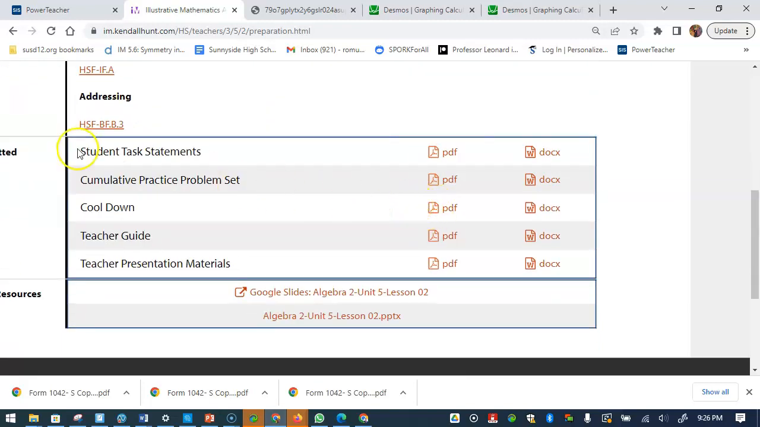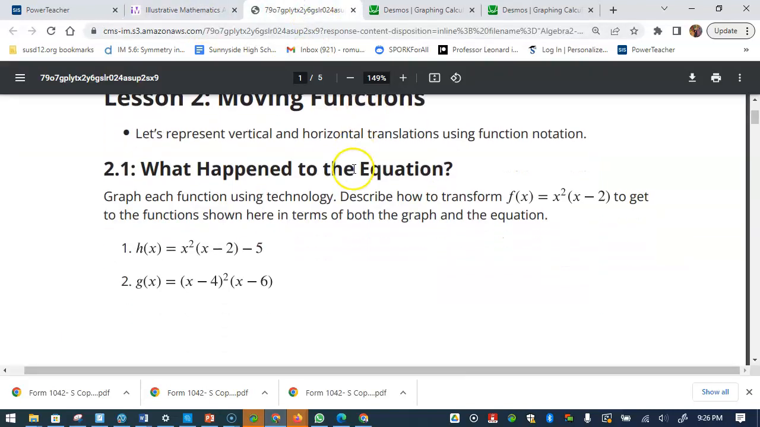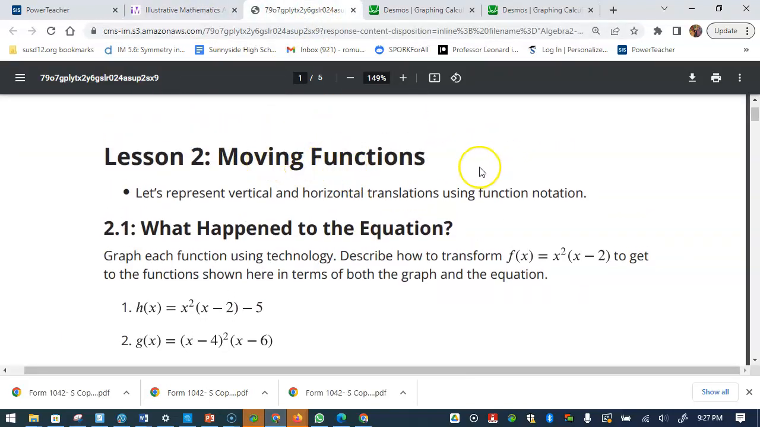So let me straight away go to the student's task. This video is about the student's task. That is, there will be 2.1, 2.2, and 2.3, and then the cool down. So let me open this page, and here you go. The first one, lesson number 2, moving function.